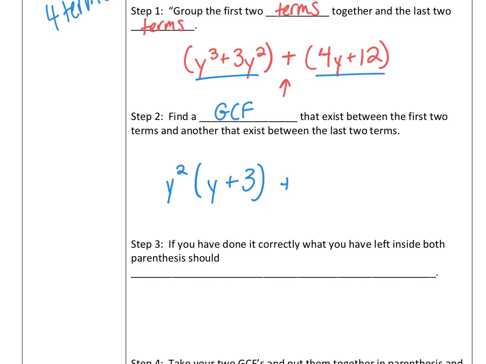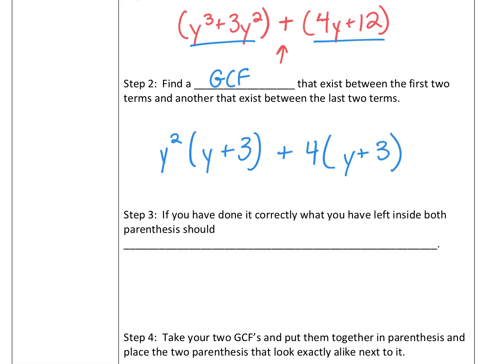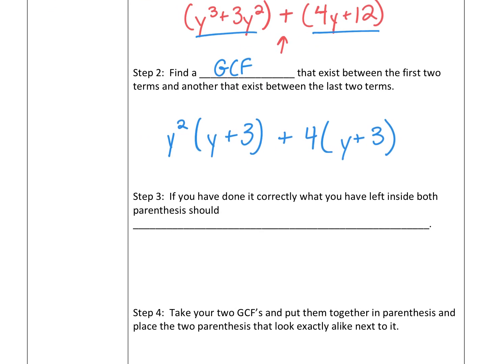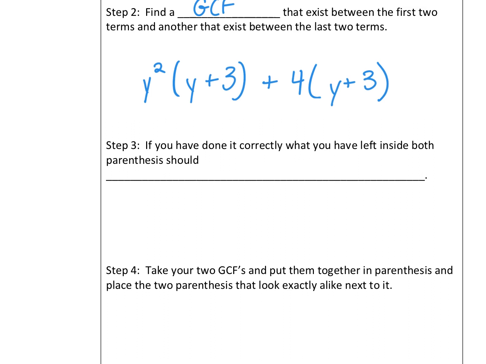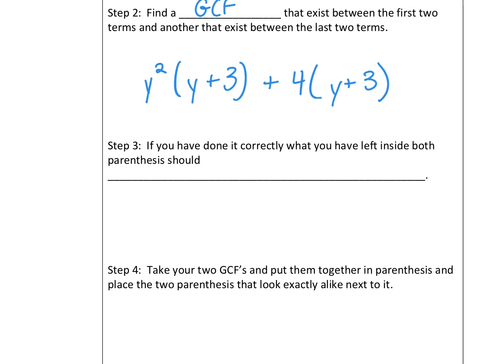4y plus 12. What do those both have? Hopefully you said 4, okay? And when I take out that 4, this also becomes y plus 3. 4y divided by 4 is y, 12 divided by 4 is 3. Okay, so here's the biggest step. Here's the most important thing. If you have done this correctly, these should match perfectly, okay? If they don't, you did something wrong.